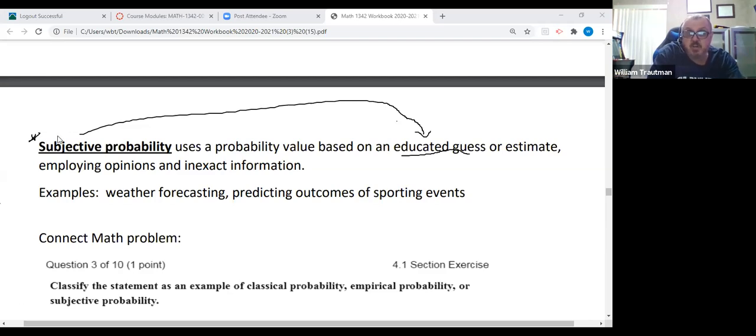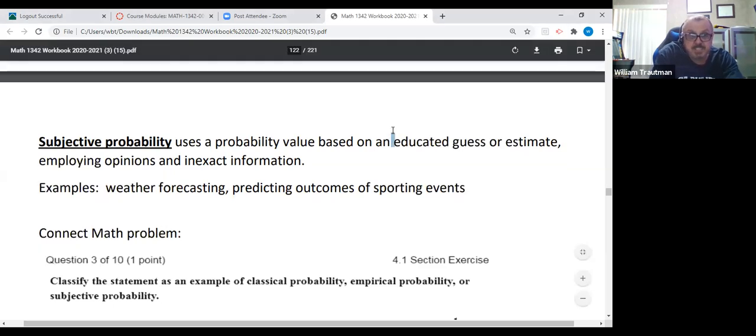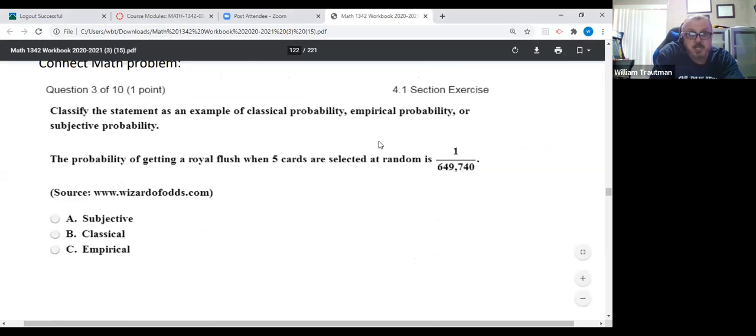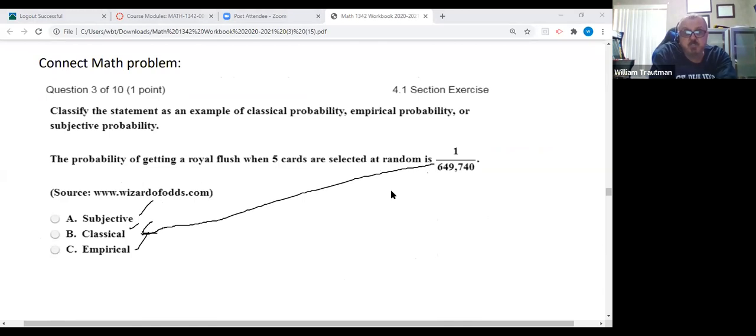And I think that's all I wanted to give you today. If you look at the rest of these, these are homeworks. You could take a look at some of these. Once again, getting a royal flush. Is it empirical, classical, subjective? I want you to go back and take a look at it and see what the difference between all 3 of those are. I would write them all down and put an example of each down.